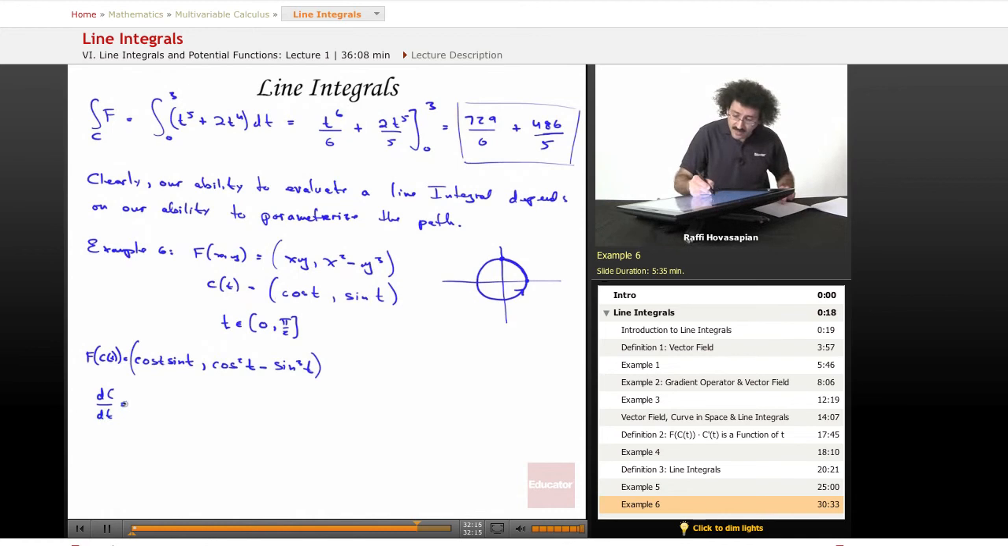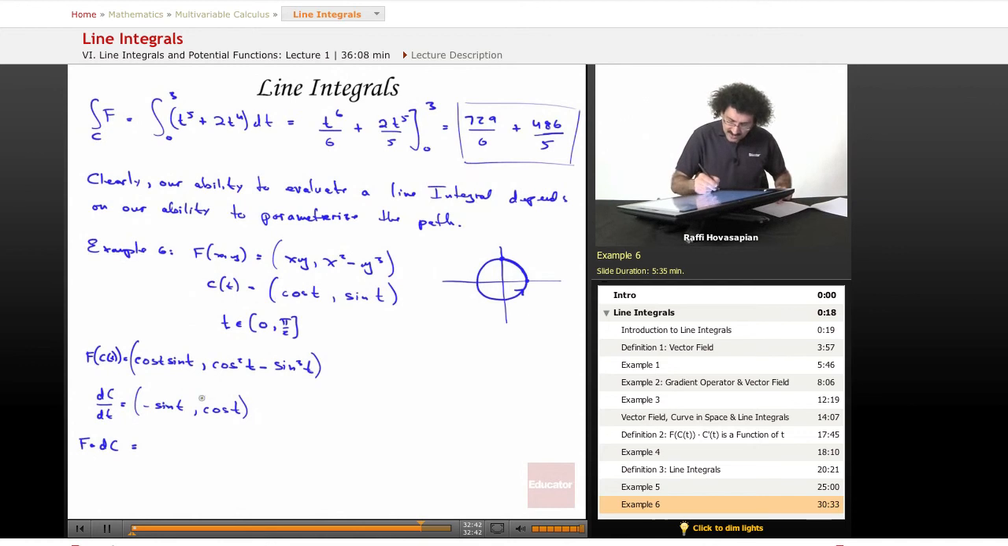So when I take the derivative of cosine t, I get minus sine t. I take the derivative of sine, which is cosine t. And then I go ahead and form the dot product. So I take this dotted with this, and I end up with the following. And I'm going to shorten the notation. I'm just going to do f dot dc. I don't want to write out all the c's and t's and things like that. So f dot dc is equal to, well, this dotted with that.